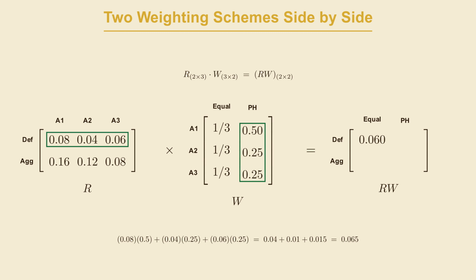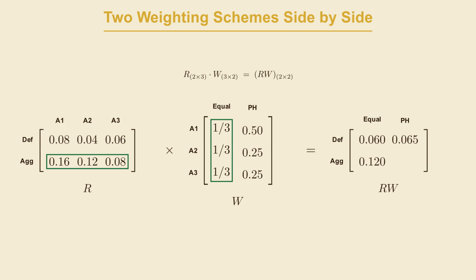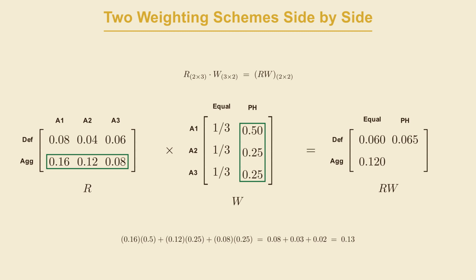So this would be the dot product of the defensive row with the column 0.5, 0.25, 0.25. So 0.5 times 0.08 is 0.04, 0.25 times 0.04 is 0.01, and 0.25 times 0.06 is 0.015. Summing these up, we get 0.065, so 6.5%. The bottom left entry is the aggressive strategy under the equal weighting, which we also already computed, and that's 12%. Then the bottom right entry is the aggressive strategy under the promising heavy weighting. This is the dot product of the aggressive row with the same column. If we work through that dot product, we get that the sum is 0.13, or 13%.